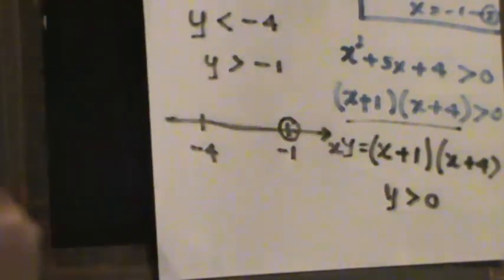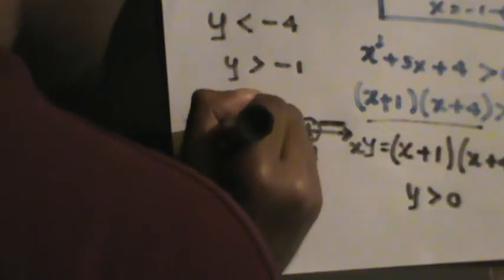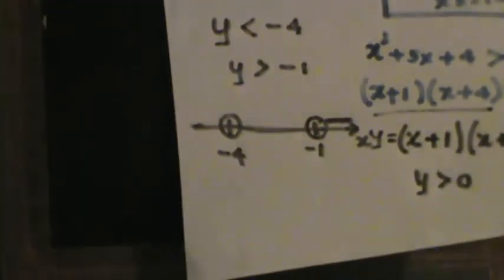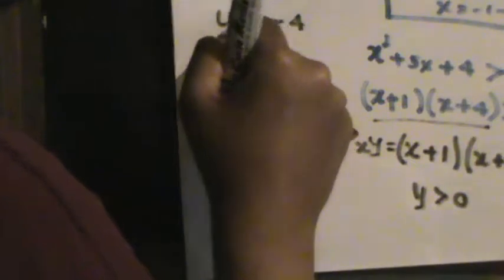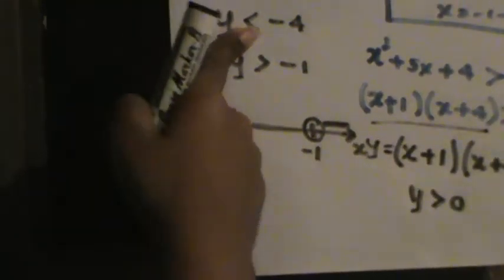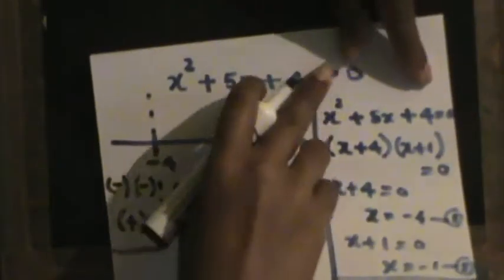Here you get a minus 1, minus 4, the x-axis. Since this is only greater than, you have an uncolored circle, and since this is greater than, you have to color this range. And minus 4 also here, since this is only less than, you have an uncolored circle, and since this inequality is less than, you have to color this range. Right? So these will be the solutions of this quadratic equation when it is greater than 0.